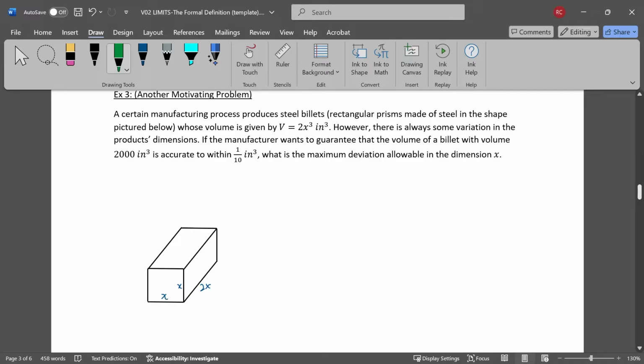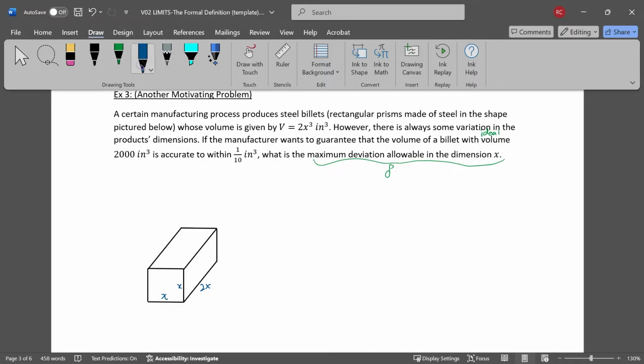However, there's always some variation in the product's dimensions. If the manufacturer wants to guarantee that the volume of a billet with ideal volume 2,000 inches cubed is accurate to within 1/10 of an inch cubed, what is the maximum deviation allowable in the dimension x? So this is delta. In other words, it's asking us to solve for delta here. How far away from the ideal x value can we be?